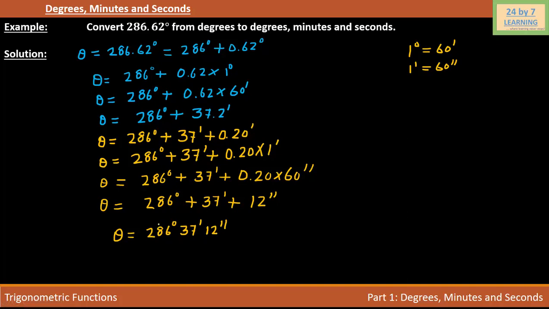So basically the value of the same angle in terms of degrees, minutes and seconds is 286 degrees, 37 minutes and 12 seconds. And this is how we will convert any given angle from degrees to degrees, minutes and seconds.